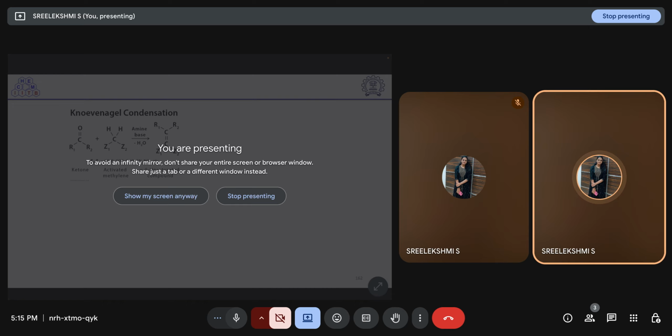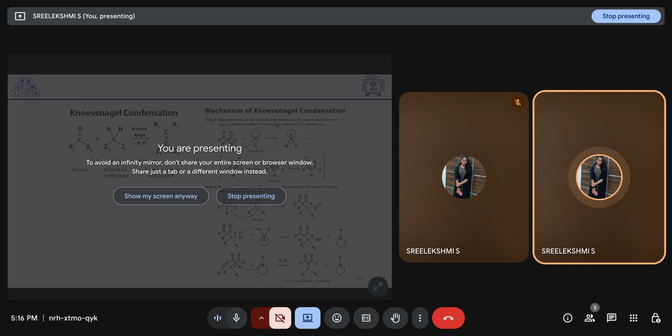A ketone and a compound having this activated methylene group, in the presence of an amine base, a dehydration kind of reaction is happening, and we are getting this alpha beta unsaturated compound.